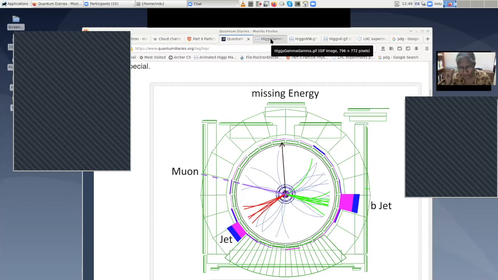I have two photons. I think Weber correctly identified two photons in. He's still missing, I think.